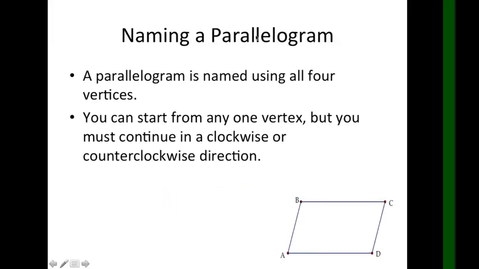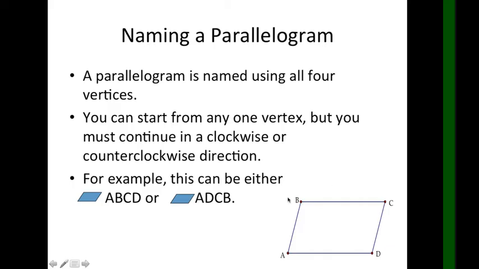Okay, naming a parallelogram. A parallelogram is named using all four vertices. You can start from any one vertex, but you must continue in a clockwise or counterclockwise direction. Example, kung nag-start ako ng A, it should be A, B, C, D. Kundi naman, D, A, B, C. Pwede rin siyang D, C, B, A. Pero hindi pwede yung B, D, C, A. Hindi pwedeng ganon. Kailangan, it's either paikot siya counterclockwise or clockwise. For example, this can be either parallelogram ABCD or parallelogram ADCB.